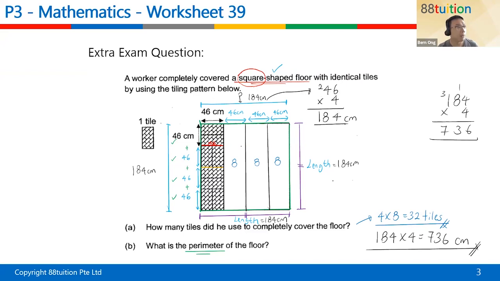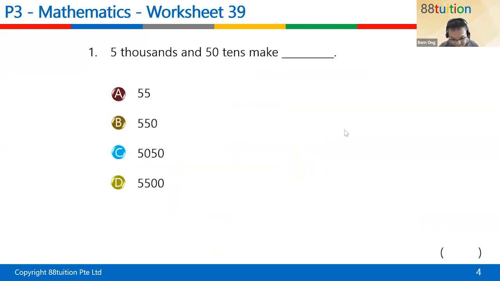Okay, let's take a look at the first question. This question is very simple. All of you got it right, except one student who might have a bit of carelessness. A quick one. Every time you see the word thousands, what must you do? Thousands represents 3 zeros. Tens represents 1 zero. That's what I will always do.